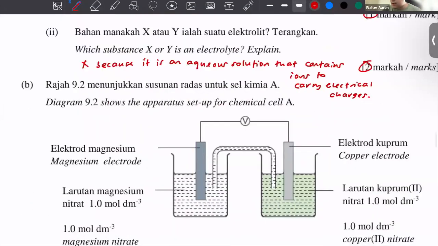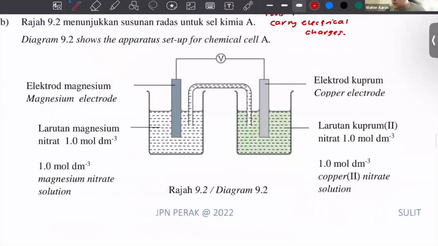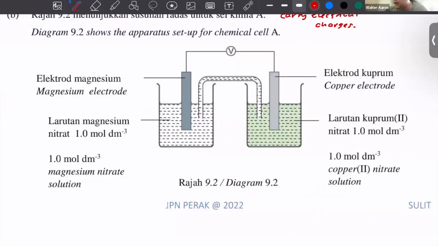Okay, let's go to B. Diagram 9.2 shows the apparatus set up for a chemical cell. A magnesium electrode is used on the left and a copper electrode is used on the right. So this is actually a Daniell cell. You can see there's a salt bridge over here, and the salt bridge connects both sides to allow the movement of ions so they can conduct electricity to complete the circuit.